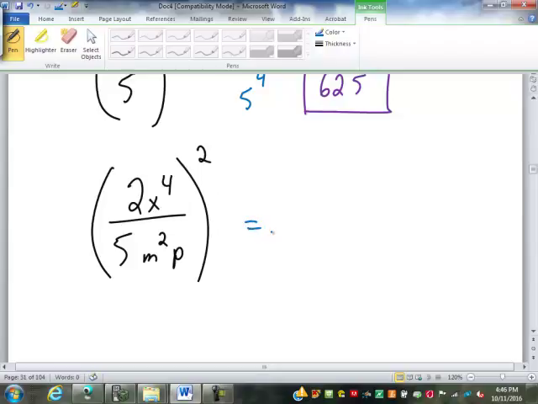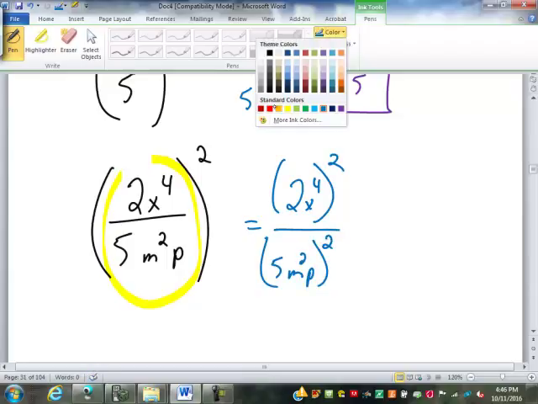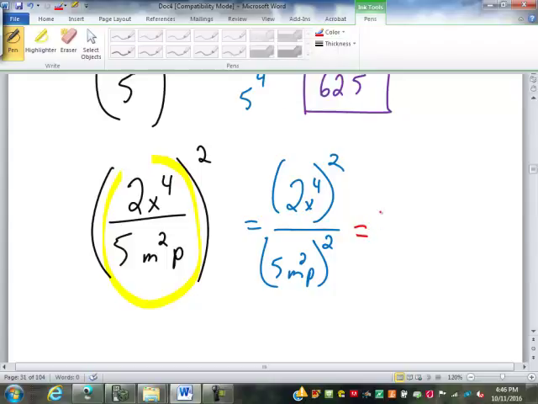So, 2x to the 4th over 5m squared p, all squared. Now, first thing we should do is, if we can, we should reduce anything in this fraction. Is there anything in that fraction that can reduce? No. So now we're going to take each piece to the power. This is 2x to the 4th squared over 5m squared p squared. Now, when we take a power, the number still has to go with that power. What is 2 squared? 2 times 2 is 4.